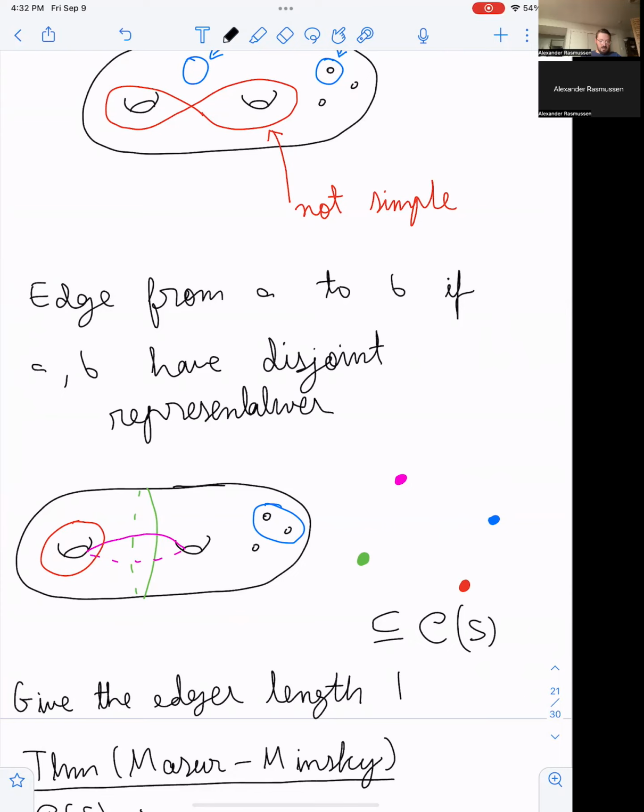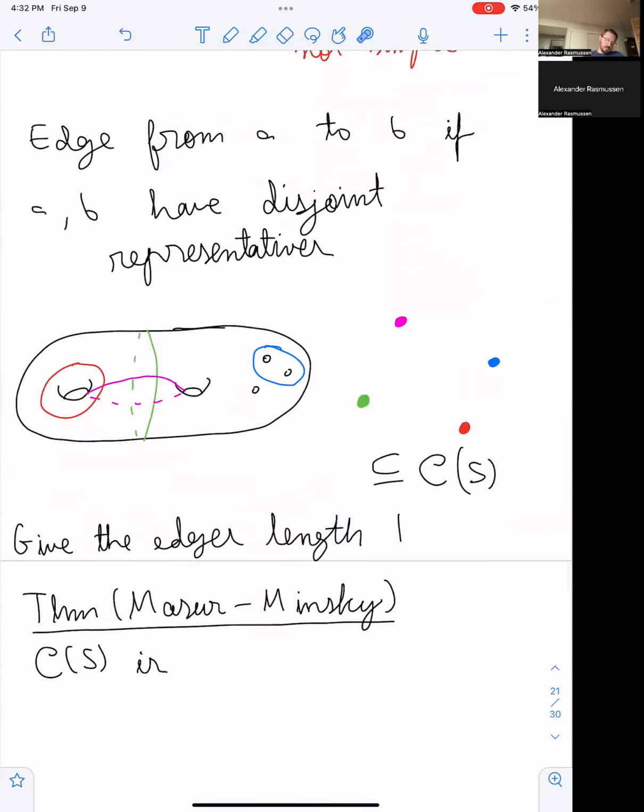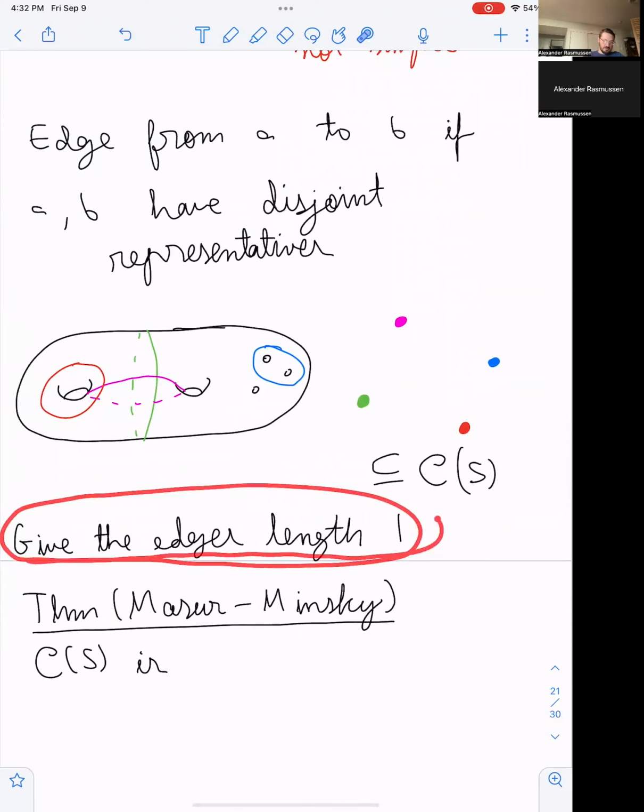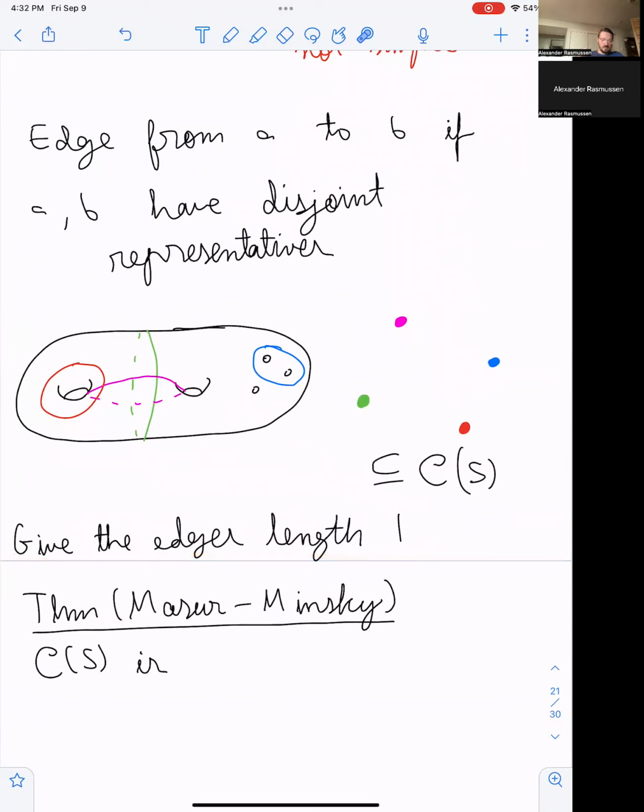So what am I saying here? Remember, A and B are both isotopy classes. So what I'm saying here is there's some curve in A and there's some curve in B, and these two curves are disjoint. So those curves are representatives for A and B, the isotopy classes. Now, as usual, we're going to make this graph into a metric space by giving the edges length 1.